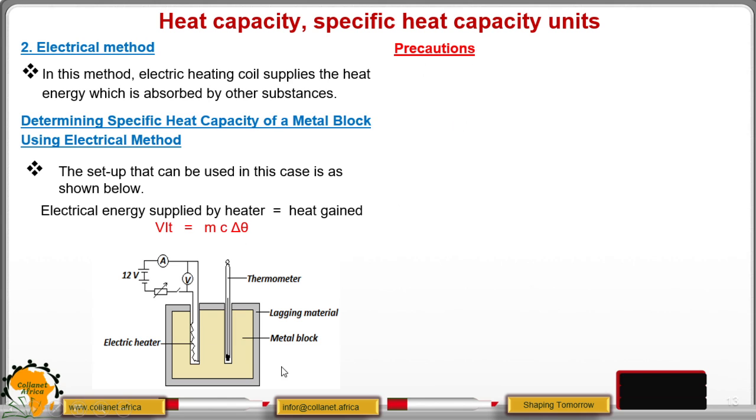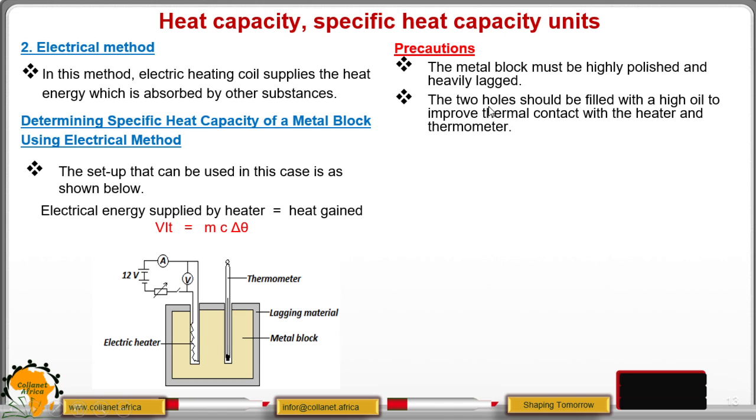Then precautions. When you're using this, we have the precautions. One, the metal block must be highly polished and heavily lagged. Highly polished to ensure that there is no heat being lost to the surrounding. And again, we are lagging using an insulating material to ensure that again there is no heat lost to the surrounding. Then the two holes should be filled with oil to improve thermal contact with the heater and the thermometer.